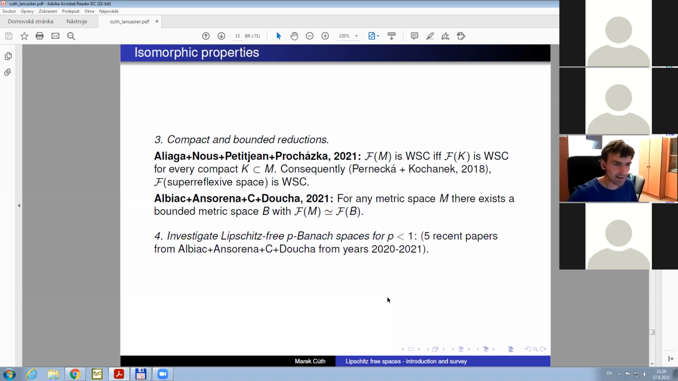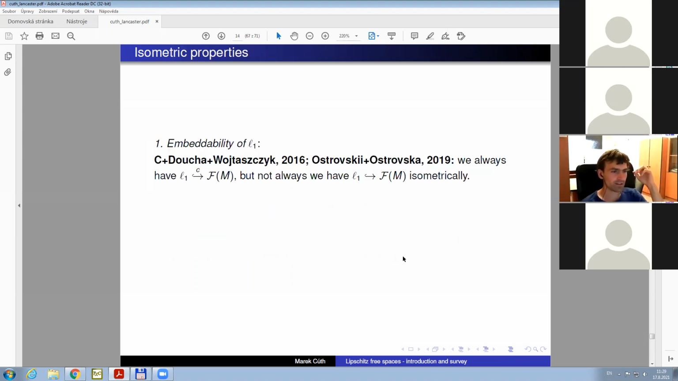And the last area of research concerning isomorphic properties is to investigate Lipschitz-free p-Banach spaces for p less than 1. To this topic, there were devoted recently 5 papers, and sometimes it is the case that if you have a new result for p less than 1, you also have a new result for the case p equals 1, which is the classical case.